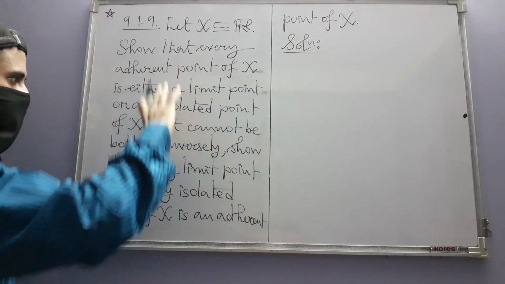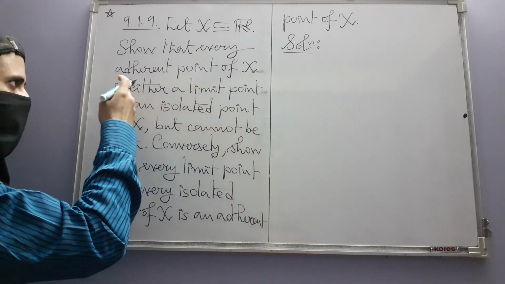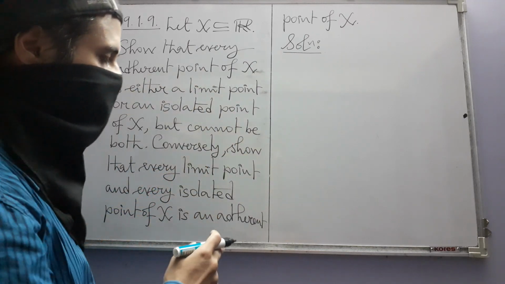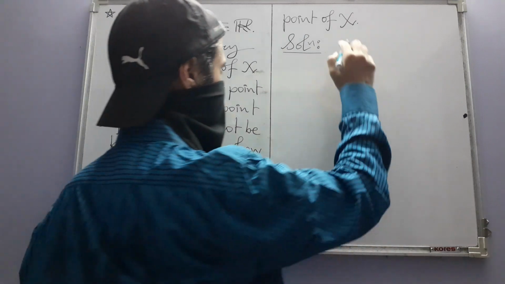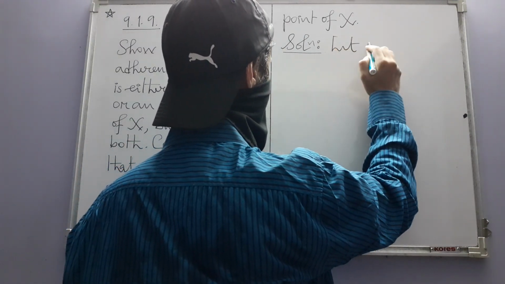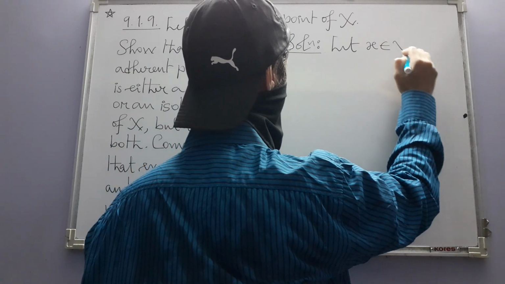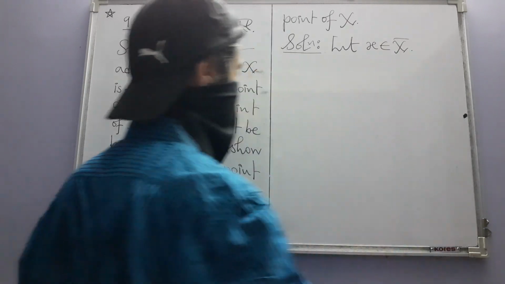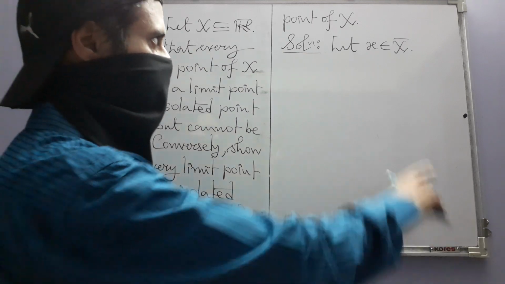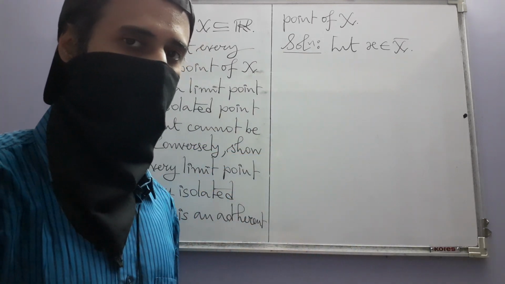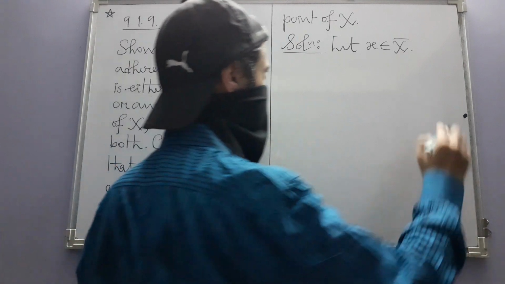So we will show this one first. That is, we will consider any adherent point of X and show that it's either a limit point or an isolated point. So let x be any element in the closure of X, or in other words, this small x is any adherent point of capital X.